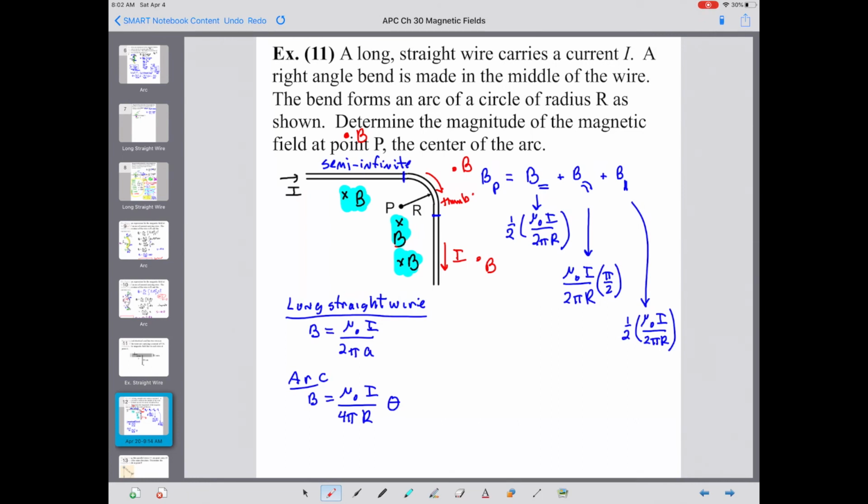They are all in the same direction, so these all have the same sign. So then we're going to get, combining the terms and factoring out what is common, these two are going to combine to give us two of those. So when we pull out what's common, we get mu naught I over 4r times the quantity 2 over pi plus 1.